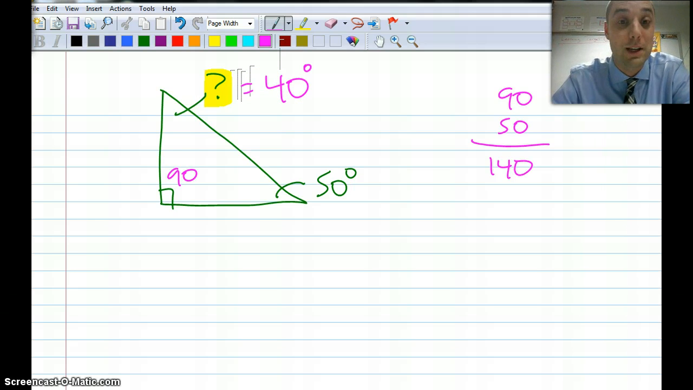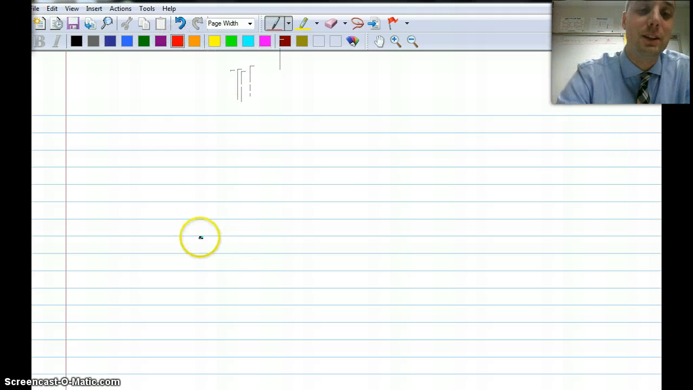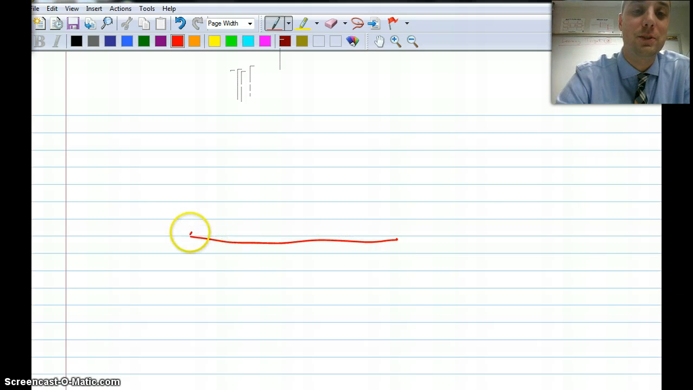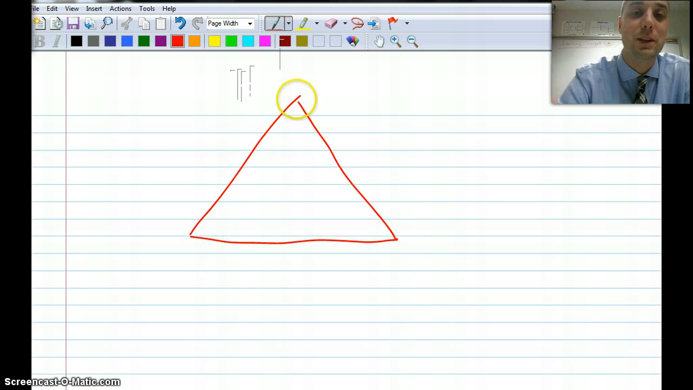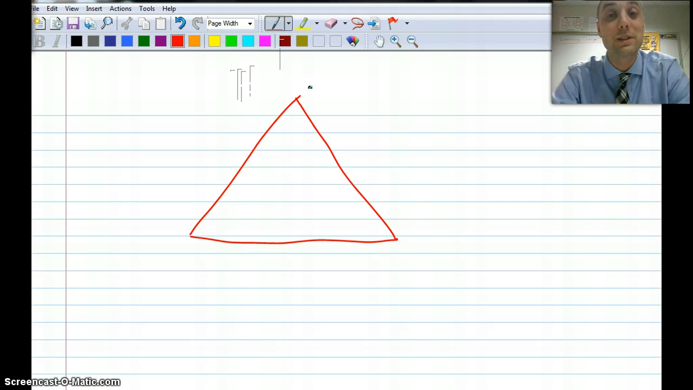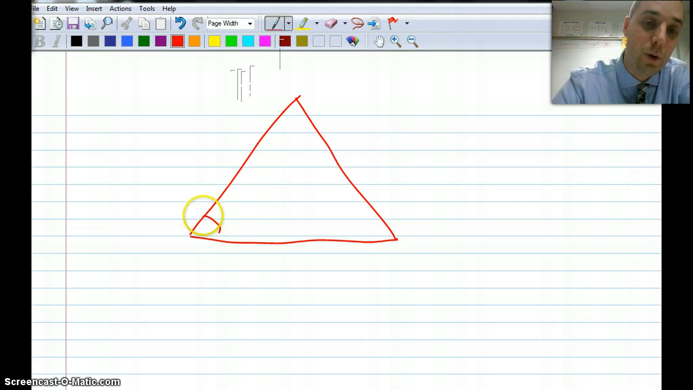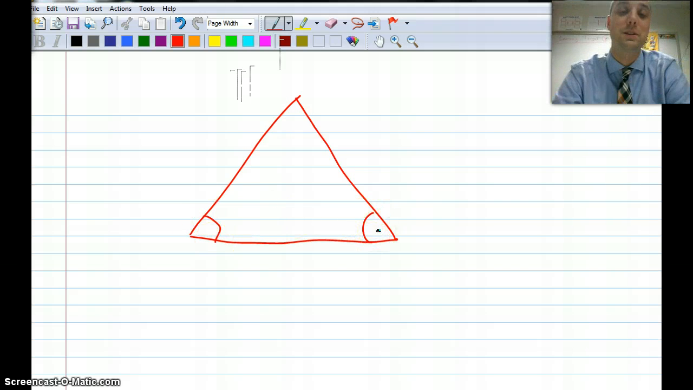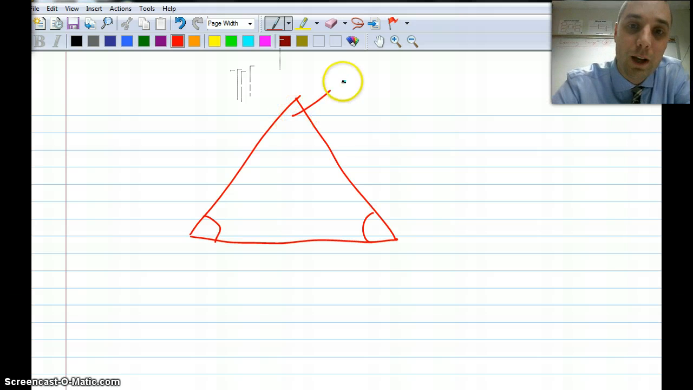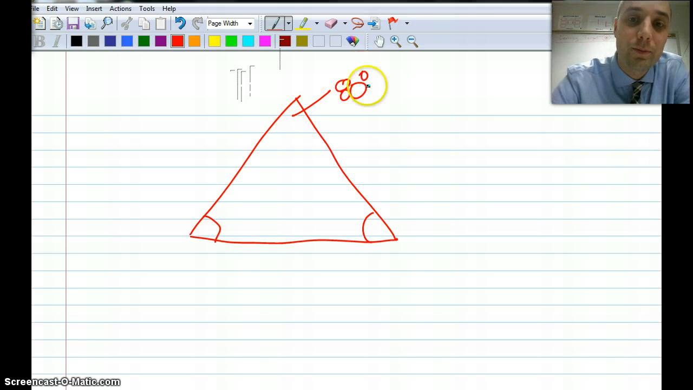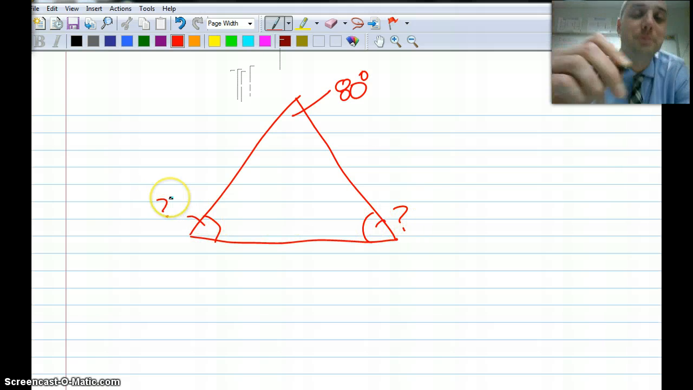Second example, make an isosceles triangle. Remember back to 6th grade, isosceles means two sides are the same, which means that two angles are the same as well. The way we show angle congruence is by putting those little arcs down there. Sometimes there'll be a little tick mark in there, sometimes it'll just be a plain arc. I want you to make this top angle up here 80 degrees, and a question mark for that angle, and a question mark for that angle.